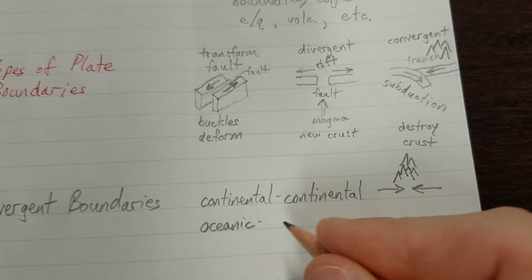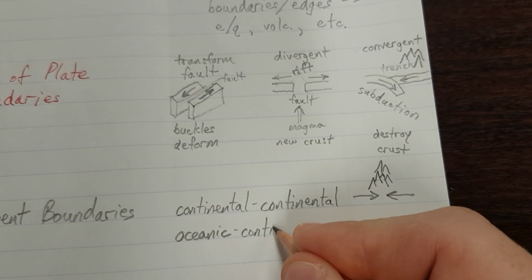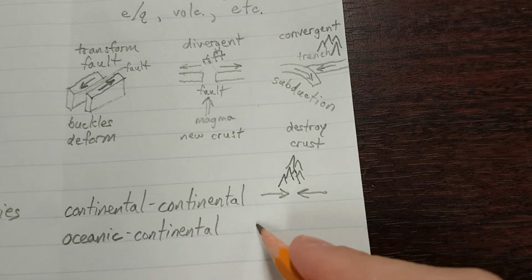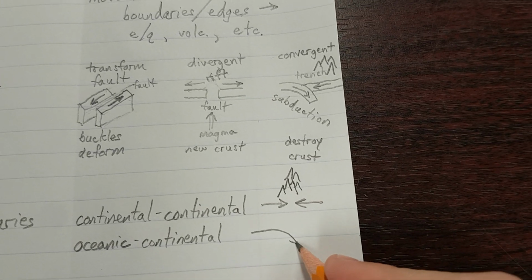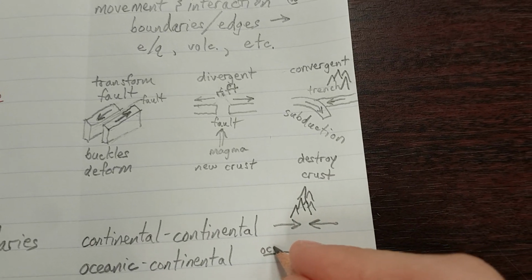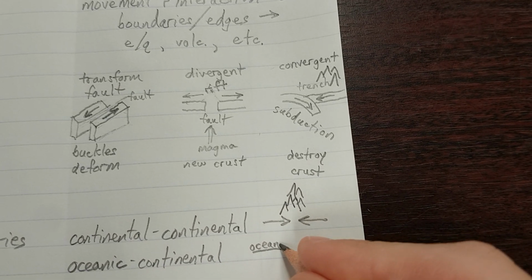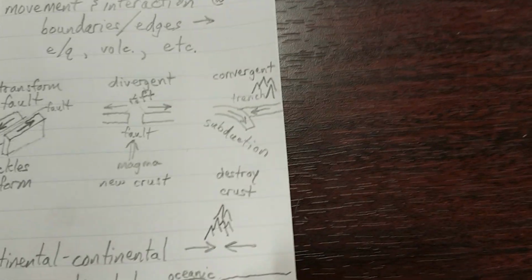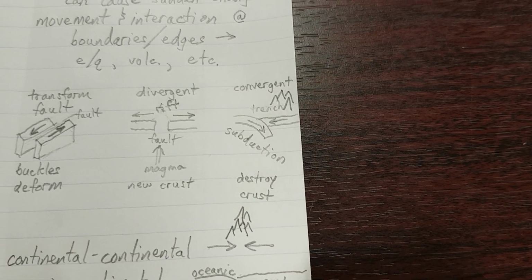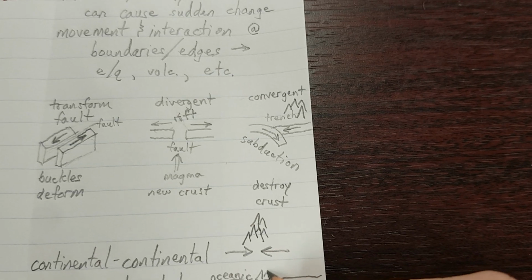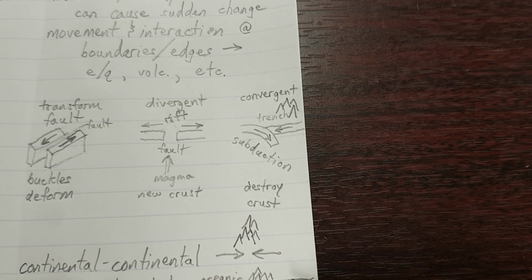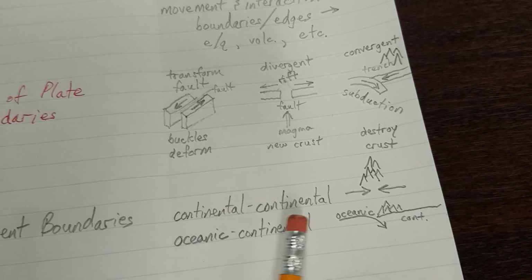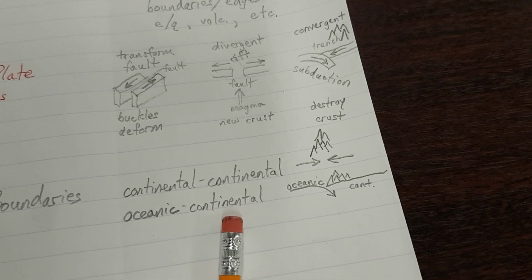Okay, so oceanic, O-C-E-A-N-I-C, dash continental, C-O-N-T-I-N-E-N-T-A-L. Okay, let's draw our oceanic one subducting. Label that oceanic, O-C-E-A-N-I-C. Let's draw our continental one, C-O-N-T period, and draw some shorter, smaller mountains here. Okay, if that's continental, that's oceanic continental.